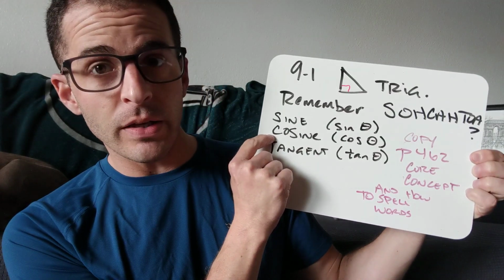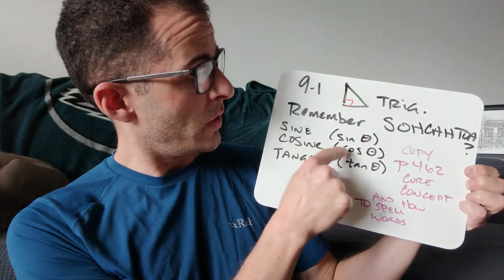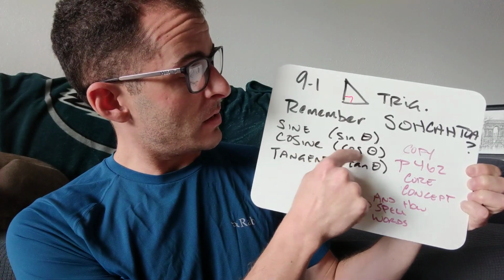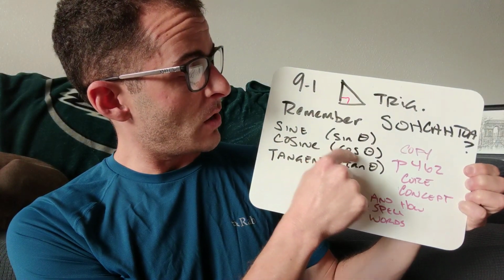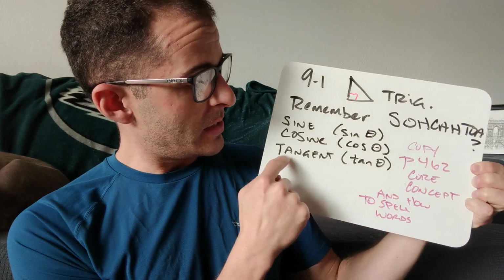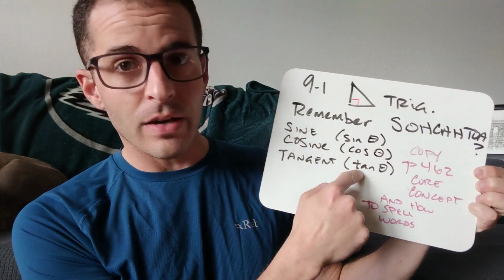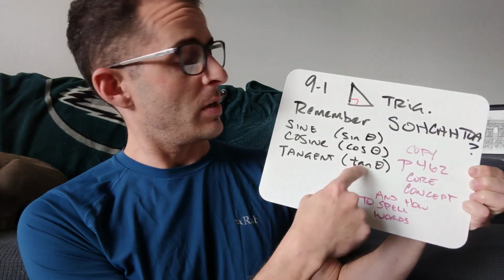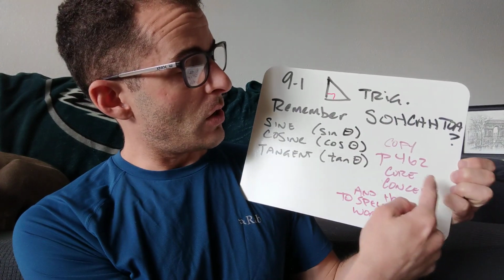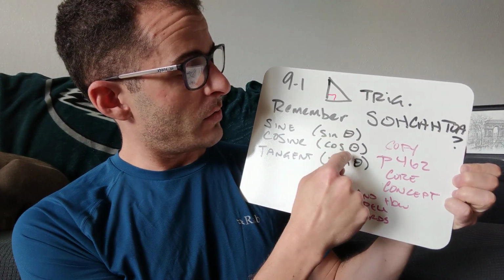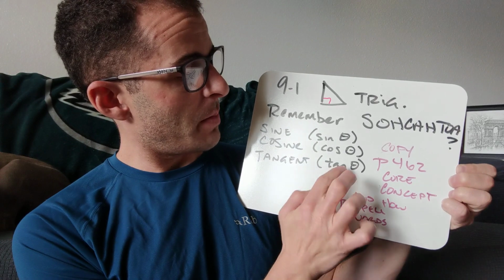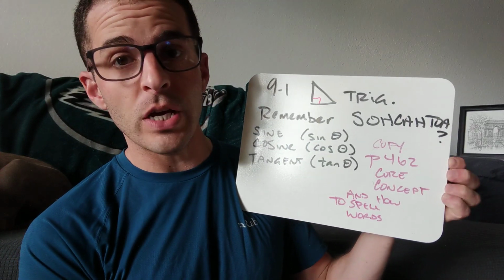Cosine, this is how you spell it. It's also on page 462. COS, theta. So we write COS, but we say cosine. And then tangent, we write tan, we say tangent, theta, okay? So sine is opposite over hypotenuse, cosine is adjacent over hypotenuse, and tan is opposite over adjacent.